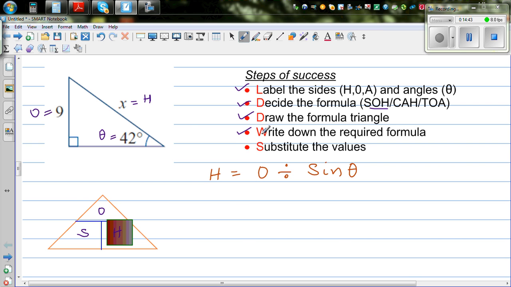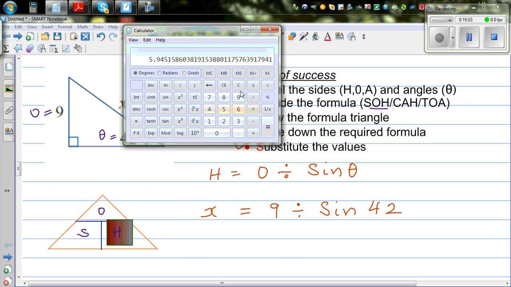Now the last step is to substitute the values. Your hypotenuse x is equal to your O. What's O? O is 9, divided by sine of the angle, which is 42. So let's get the calculator out. So you go 9 divided by, where's the division key? This is divided by 42 sine. Can you see, this is 9 divided by sine 42, which is in degrees. You press equal, it is 13.45.